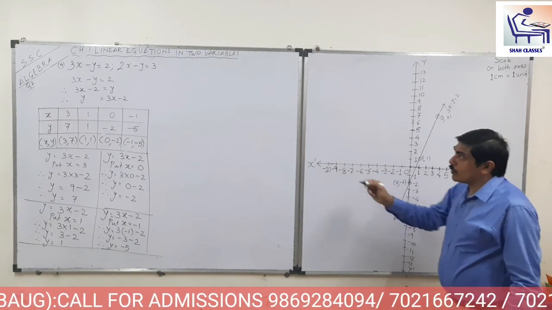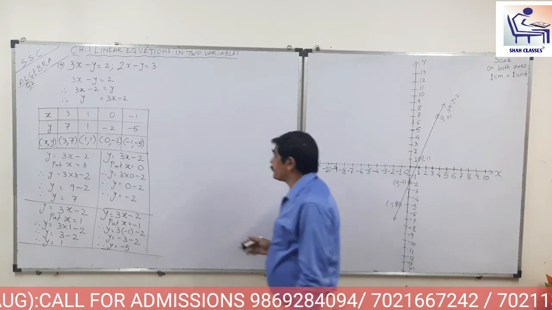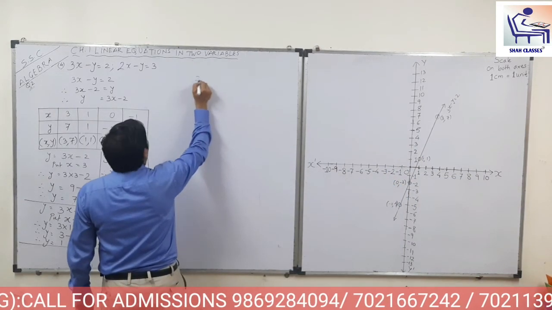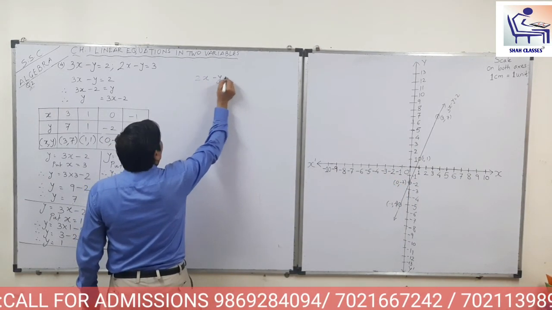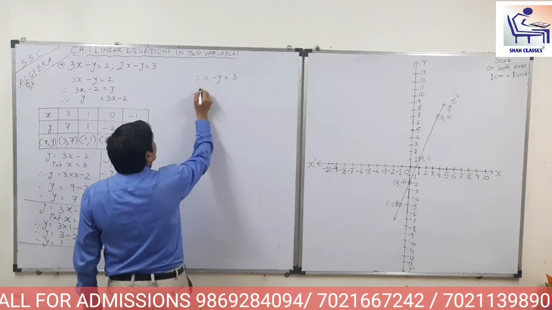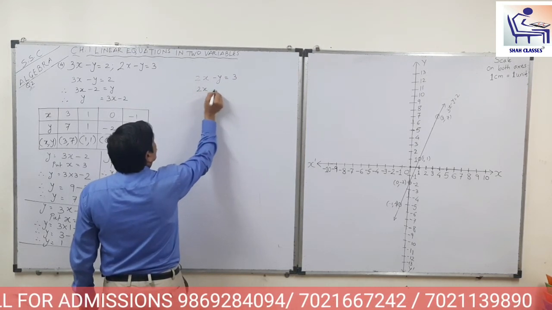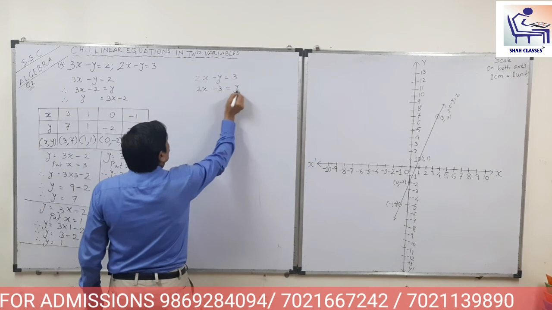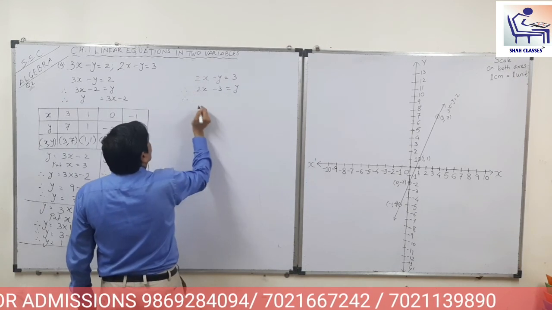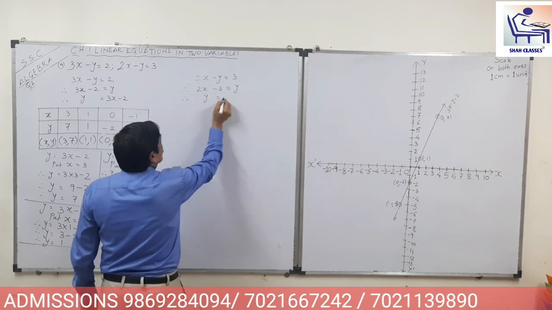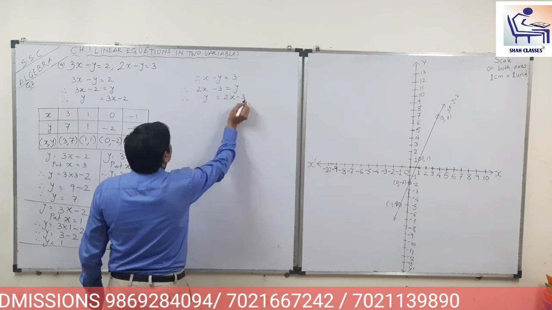Now we will move towards the second equation. Again the same thing, we have to find out the value of y. So 2x minus 3 is equal to y. So y is equal to 2x minus 3.